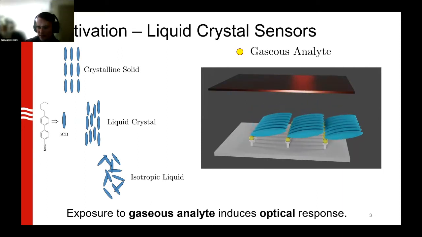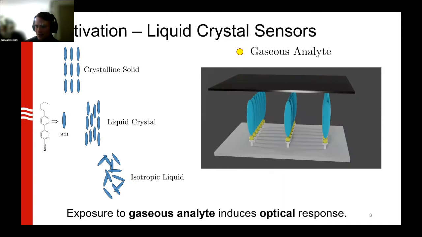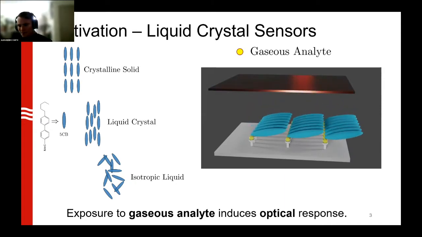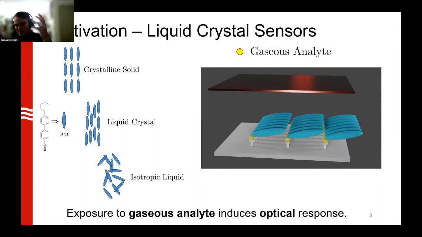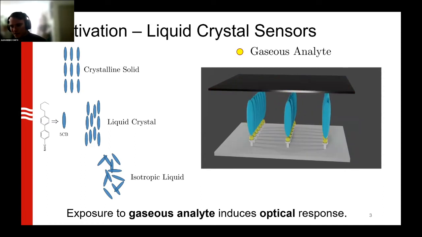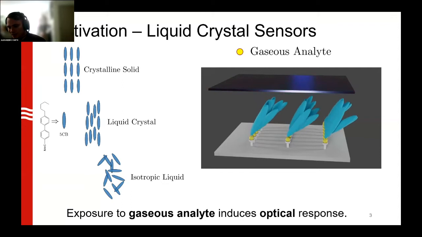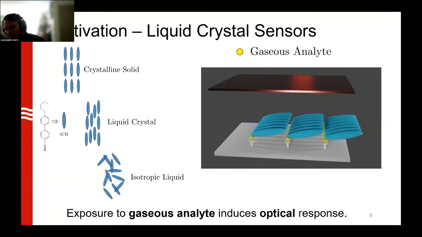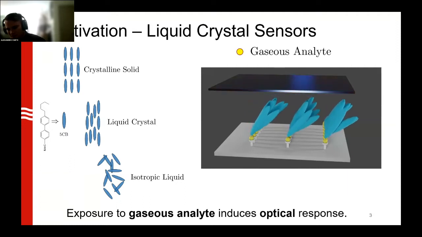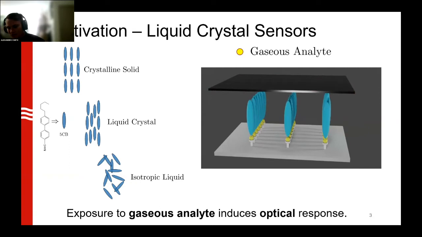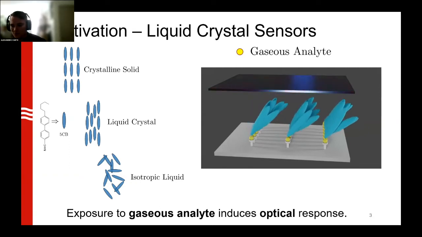The reason they're doing that is because these liquid crystals are interacting with these reactive sites on this surface. What will happen is we'll expose this sensor to a gaseous analyte, which we're representing by these yellow balls. That gaseous analyte will diffuse to the liquid crystal and bind to these binding sites. When it does that, it actually changes the orientation of these liquid crystals. And what's interesting about this change is that we actually see and induce an optical response when we see this transformation.